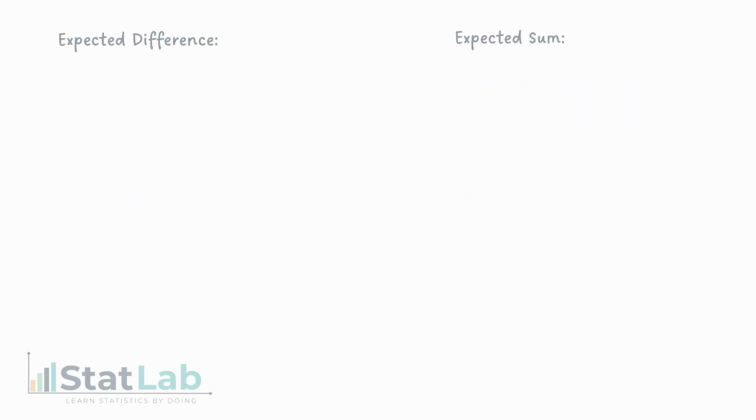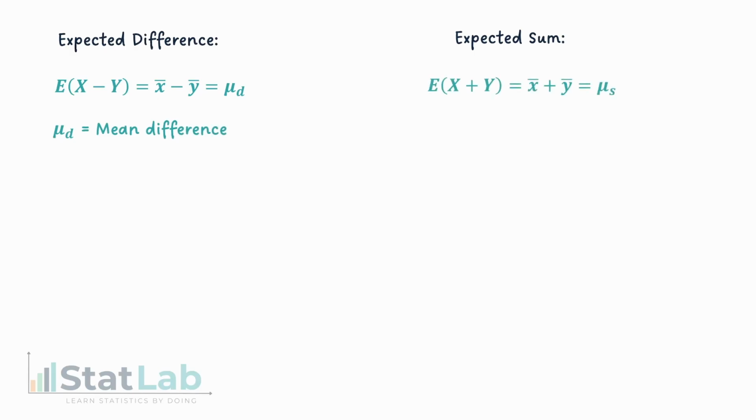So for the expected difference, we use this equation here. We take the mean of the first thing minus the mean of the second thing, and that gives us our mean difference. For the expected sum, we do the opposite. We take the two means and add them together to give a mean sum.